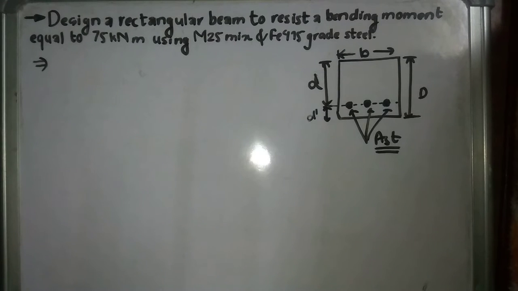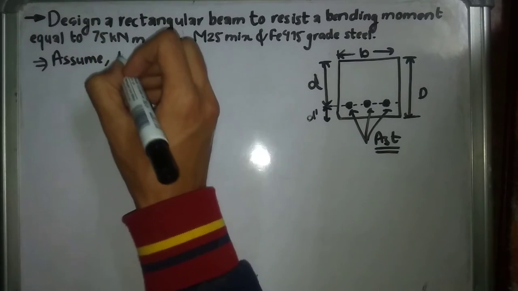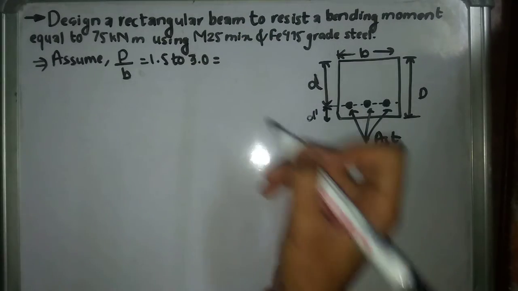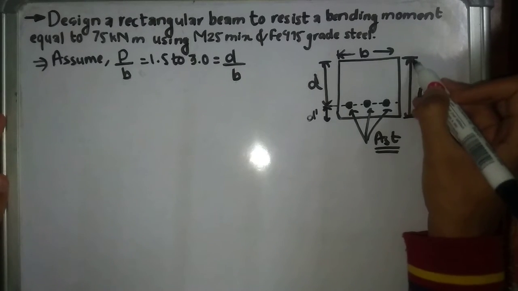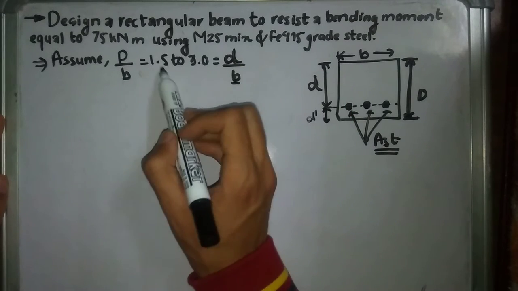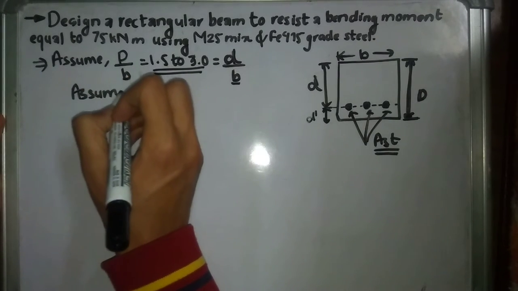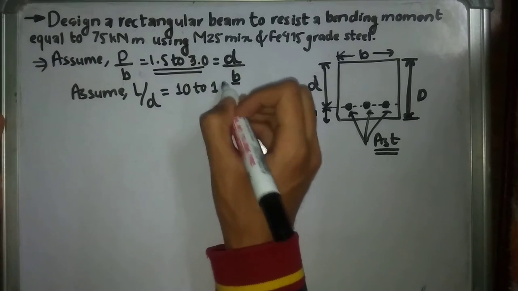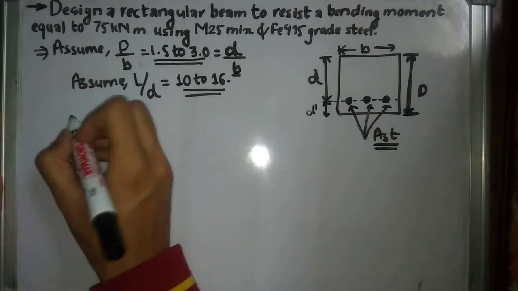First and foremost, we're going to assume the ratio of D by B as 1.5 to 3.0. We can either assume the overall depth, this capital D, which is from the top of the beam to the bottom of the beam, or we can assume small d, which is the effective depth, divided by the breadth of the beam, as a ratio of 1.5 to 3.0. We're also going to assume the length of the beam divided by the effective depth d to be in the range of 10 to 16. We're not going to be using this for this question, but for your understanding, I have written this over here.